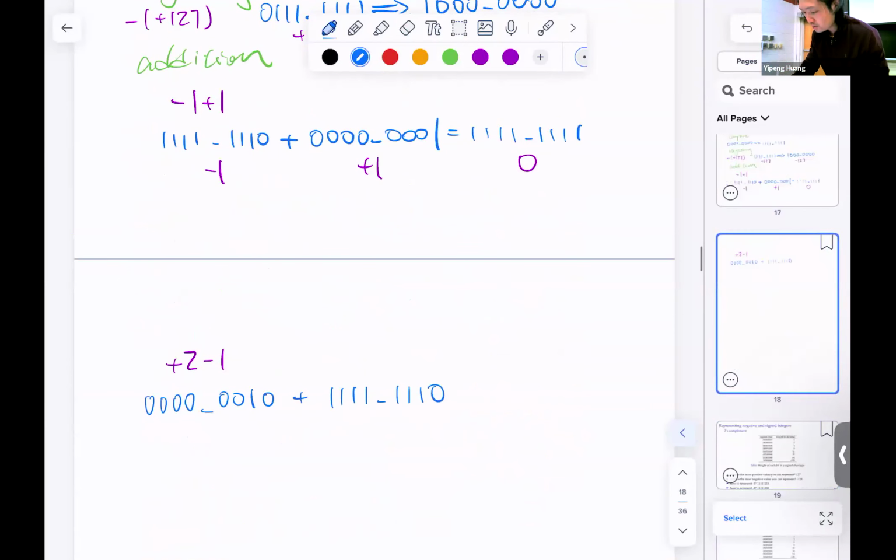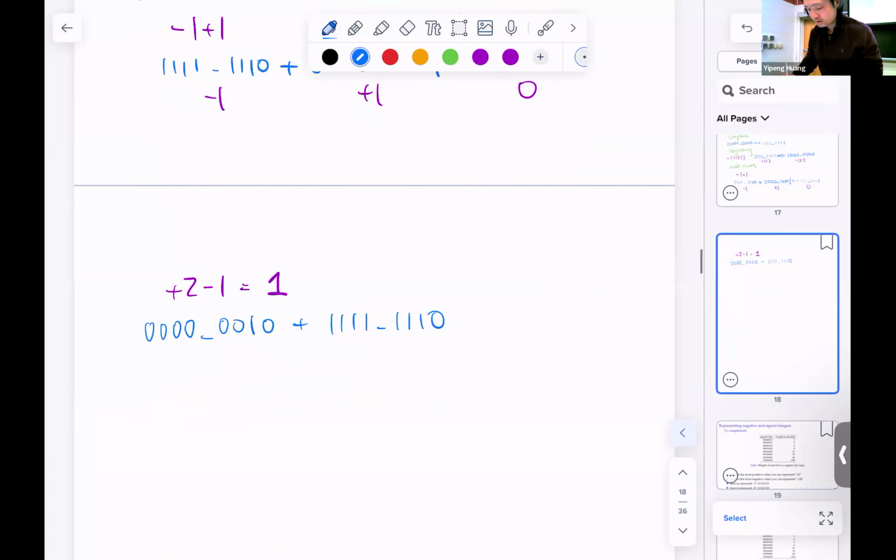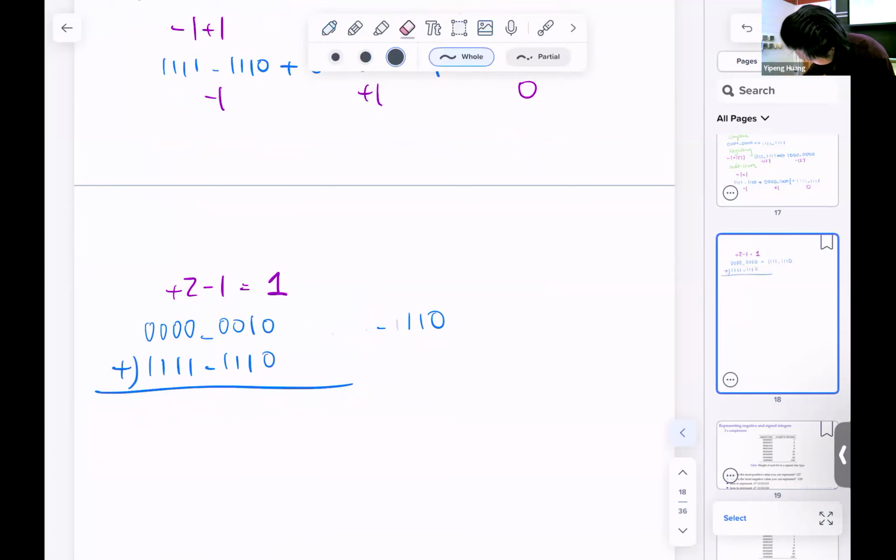Okay, so what do we expect? We would hope that +2 minus 1, or +2 plus -1, gives us 1, right? That's what we hope. So if we do addition in the normal way, what happens? All right, let me write this down in a format that's easier to work with. Addition in the normal way. So I go bit by bit. So I've got 0 there. 1 plus 1 equals 1. Carry 1. Oh, no, not carry 1.